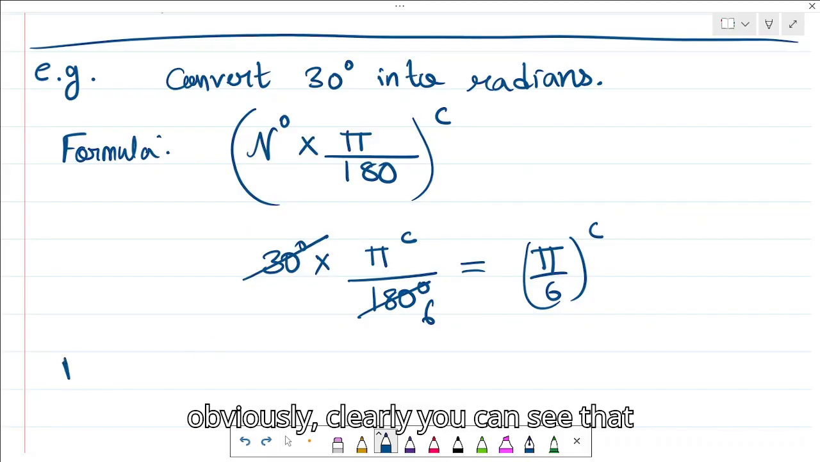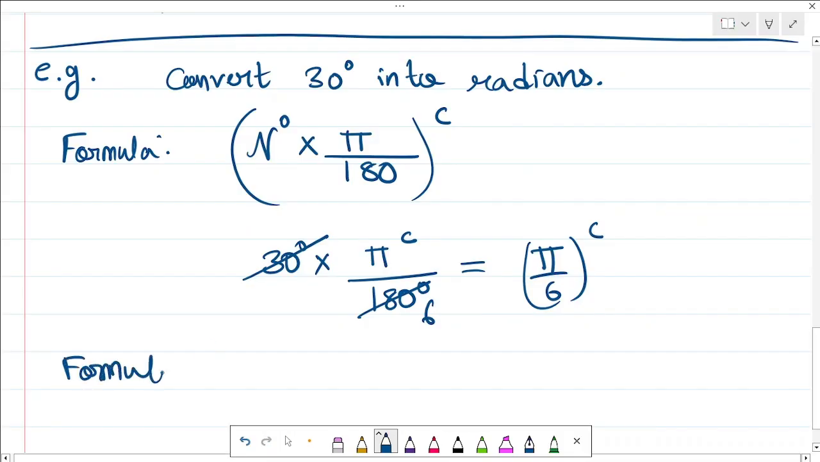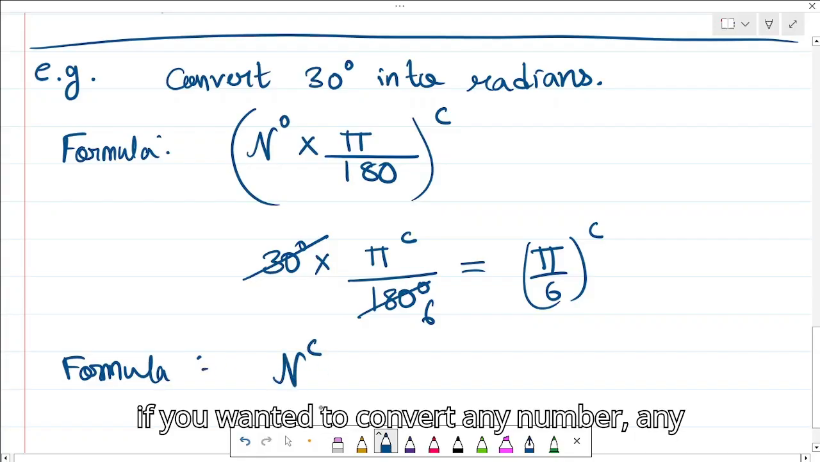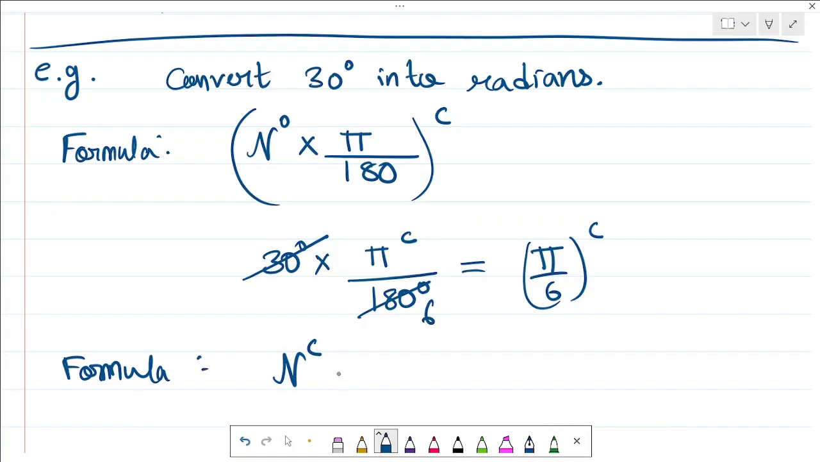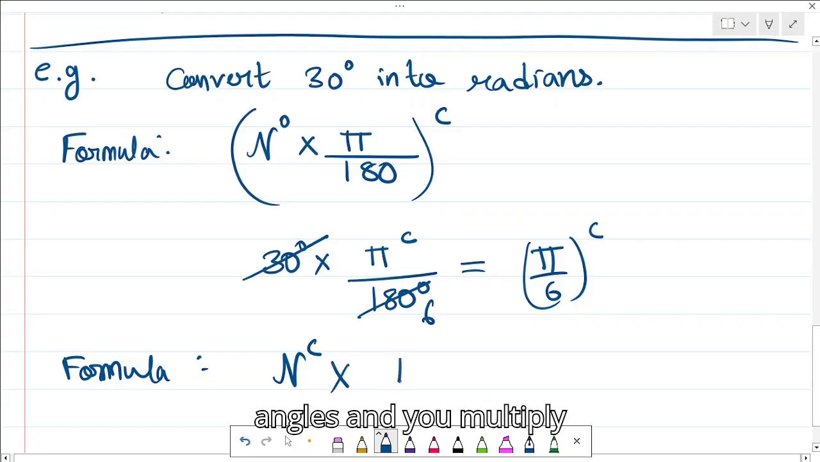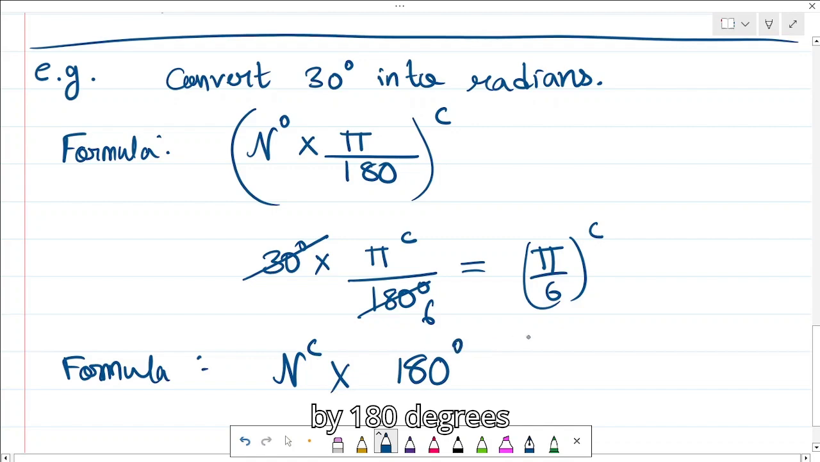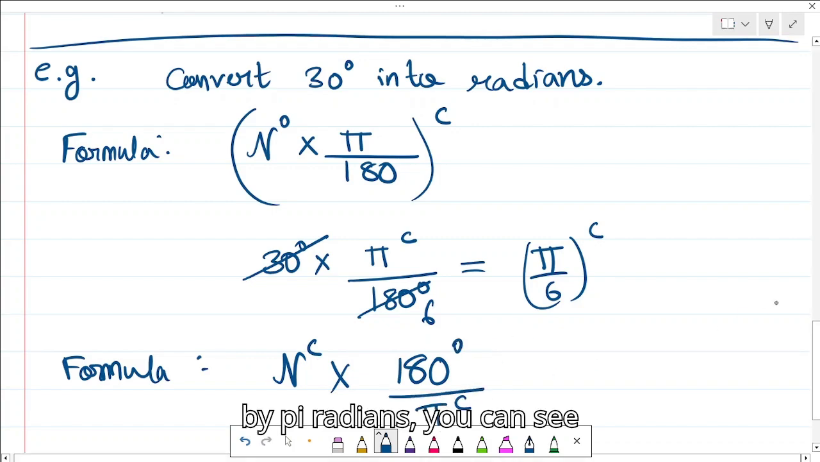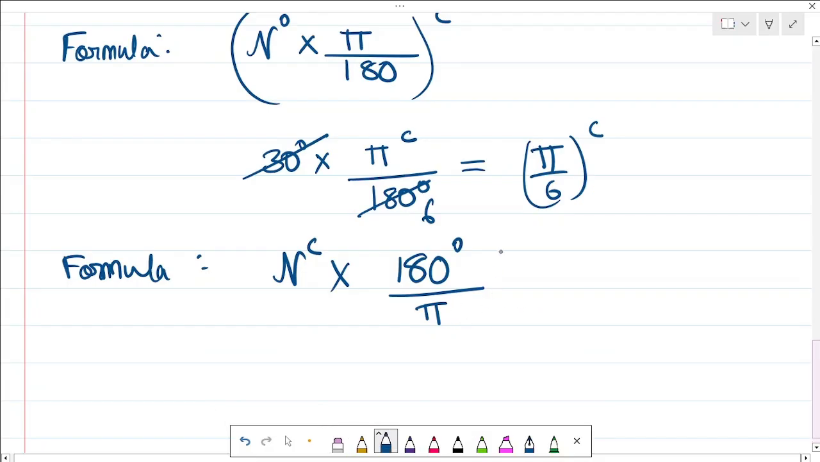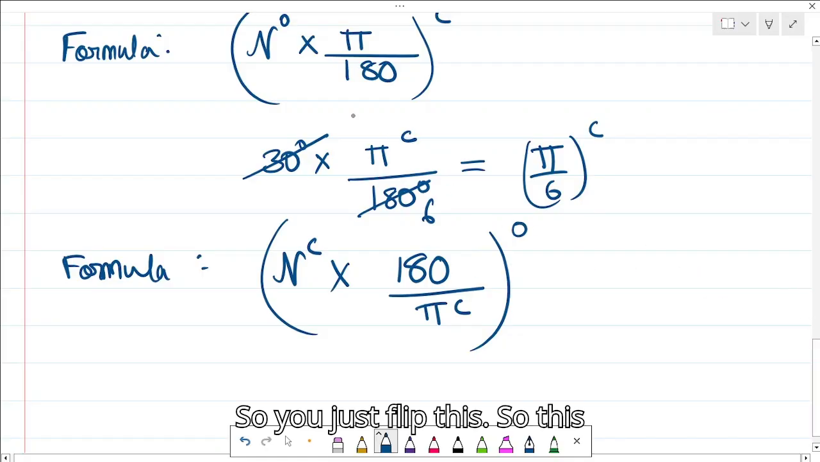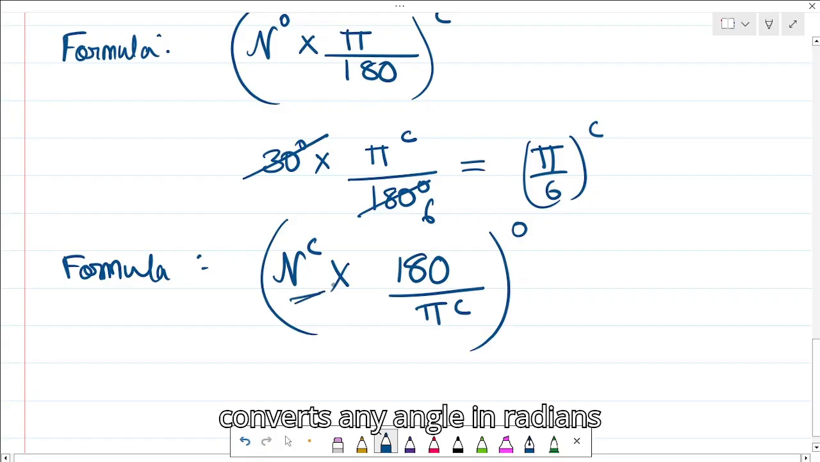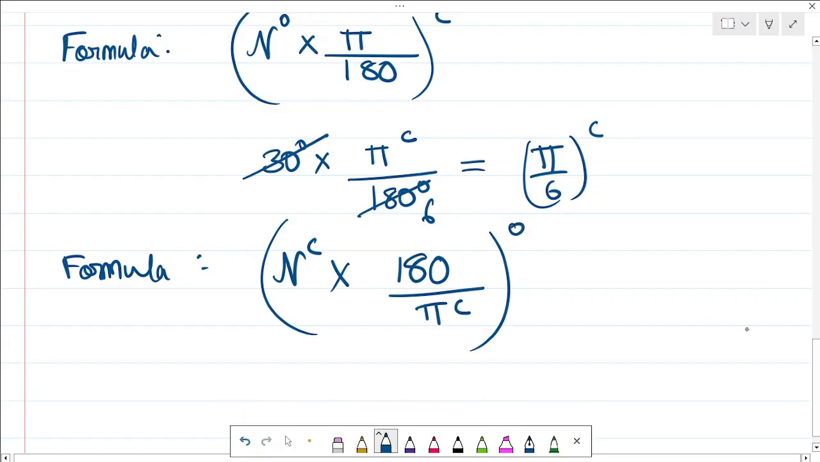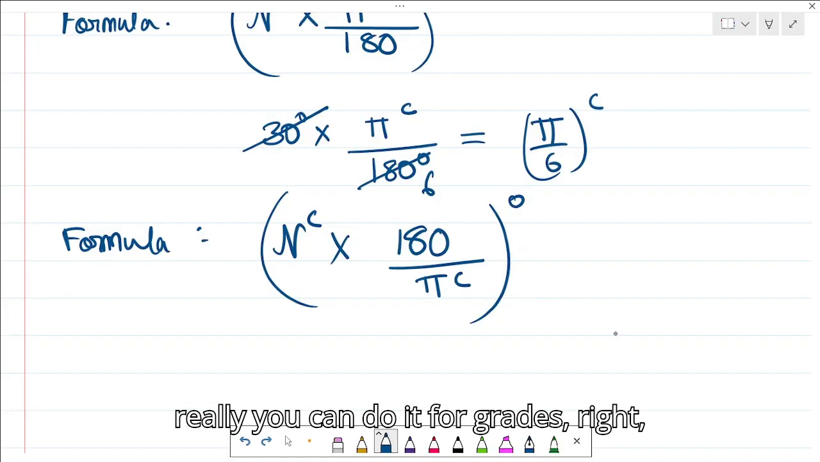And obviously, clearly you can see that if you wanted to convert any angle in radians into degrees, then you multiply by 180 degrees by pi radians. You see that you get it in degrees here. So you just flip this. So this converts any angle in radians into degrees. So yeah, similarly you can do it for grades, right?